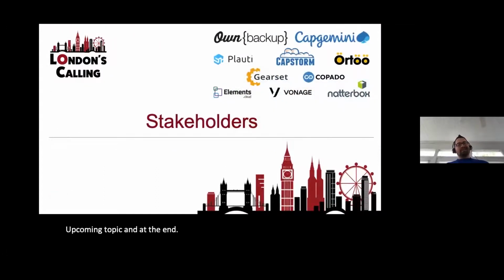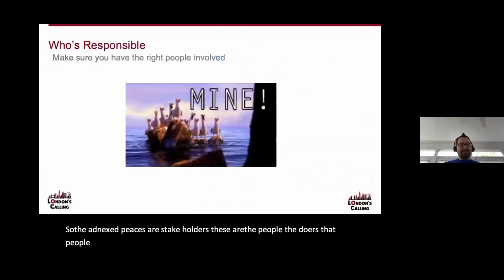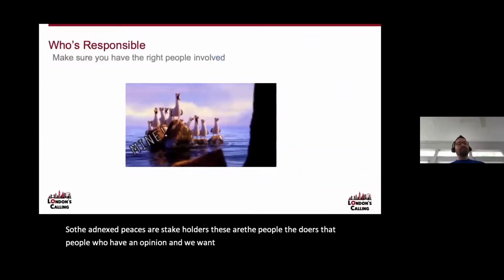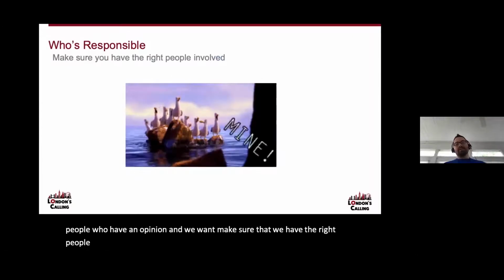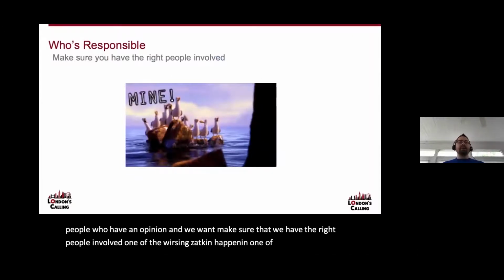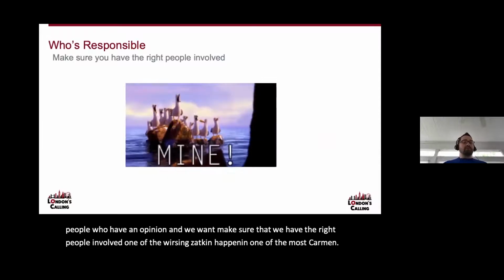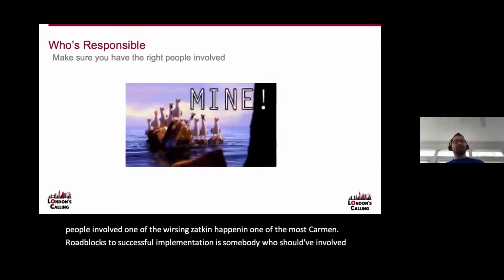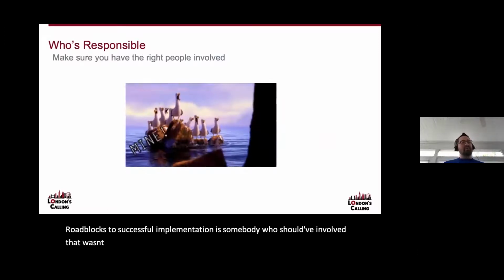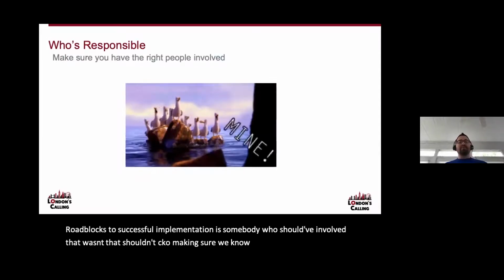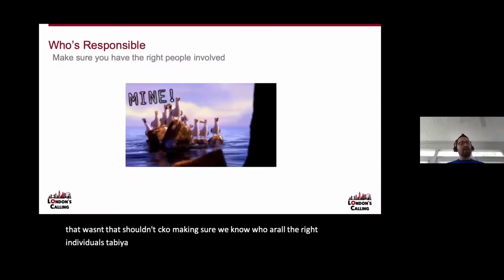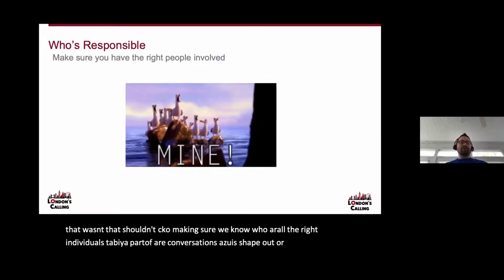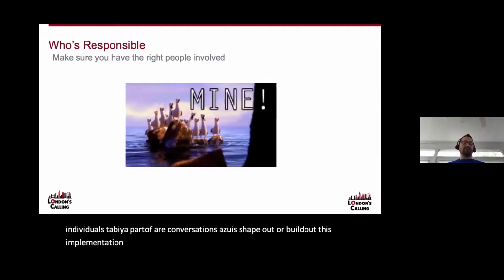So the next piece is our stakeholders. These are the people, the doers, the people who have an opinion. And we want to make sure that we have the right people involved. One of the worst things that can happen, and one of the most common roadblocks to a successful implementation, is somebody who should have been involved that wasn't, or people that are involved that shouldn't be. So making sure we know who are all the right individuals to be a part of our conversations as we shape out or build out this implementation to be an effective launch for our organization and our users.